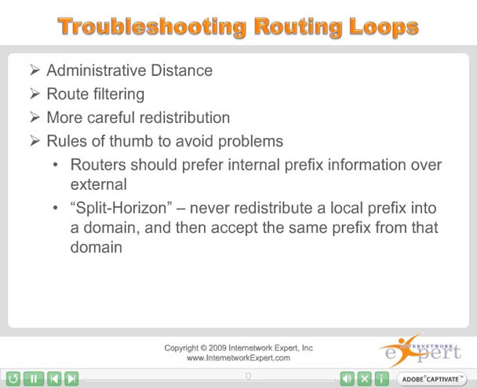And then another great rule is an overused term in Cisco networking, but we refer to it as the redistribution split horizon rule. What this means is, look, we should never redistribute a local prefix into a particular domain that we're neighboring with and then accept the same prefix from that domain. And that's essentially what R4 was doing there. It's part of the RIP domain. It's helping to advertise this information into another domain, and then it's accepting information about that prefix back. So these are great rules of thumb that are going to keep us out of trouble when it comes to redistribution.